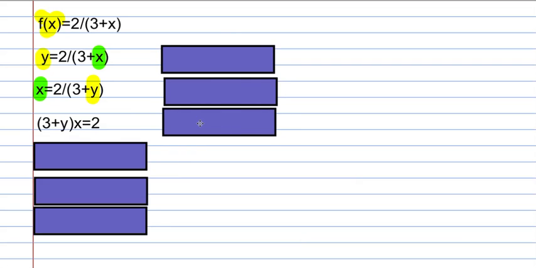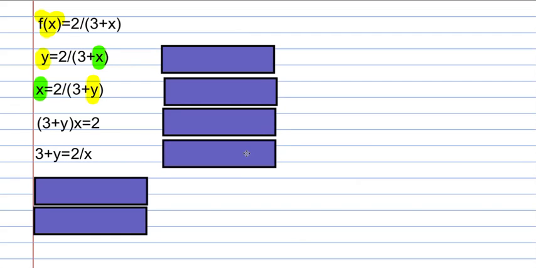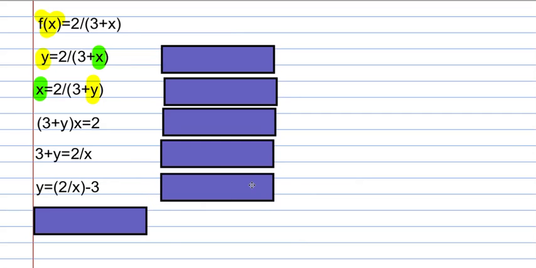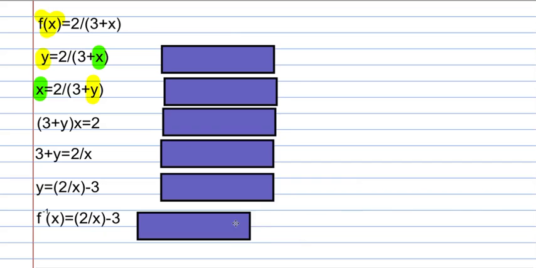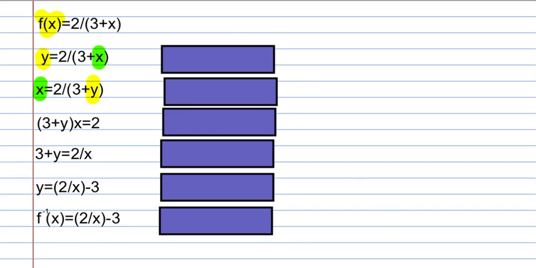Our first step to solve for y in this equation is multiplying both sides by 3 plus y. The next step is dividing both sides by x. And then all you need to do is subtract 3 from both sides. But we're not done yet. Although we have solved for y, we need to put in our inverse notation. Okay, on to the next problem.